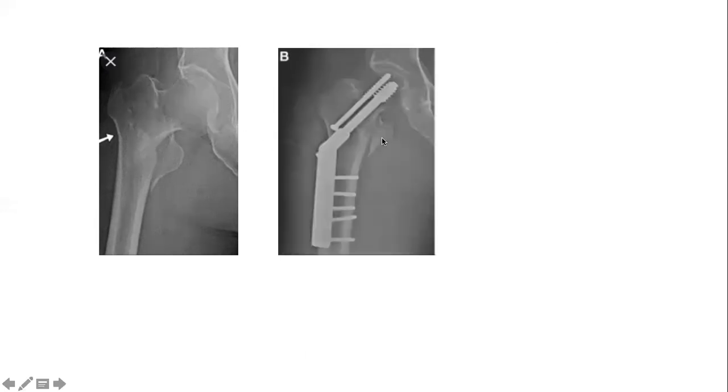Now, let's analyze this fracture. This is an intertrochanteric fracture. One would argue that this is a stable one. This is a lesser trochanteric fracture, no significant comminution. And initially, the treating surgeon treated it with a dynamic hip screw.